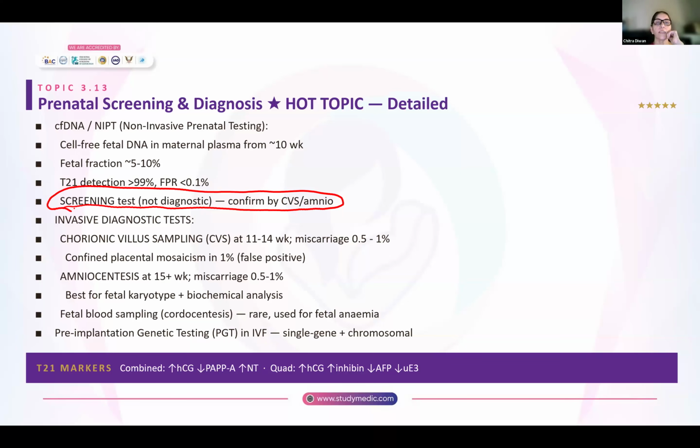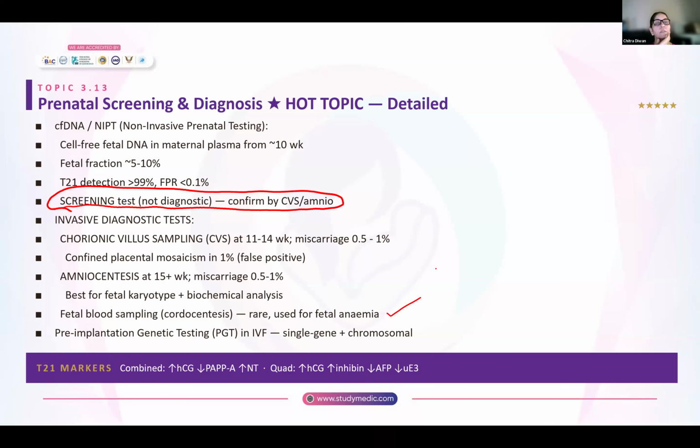So we have already seen about CVS and amniocentesis. Now, fetal blood sampling or cordocentesis, that means you put your needle directly into the cord and you obtain a sample of the fetal blood. Cordocentesis is done in very specialized centers, very rarely. It is done basically for diagnosis of fetal anemia, and also whenever you want to give intrauterine transfusion to the fetus, like parvovirus infection, where there is severe fetal anemia leading to hydrops, or any other condition with fetal anemia where you want to give fetal transfusion. That is the time cordocentesis is done.